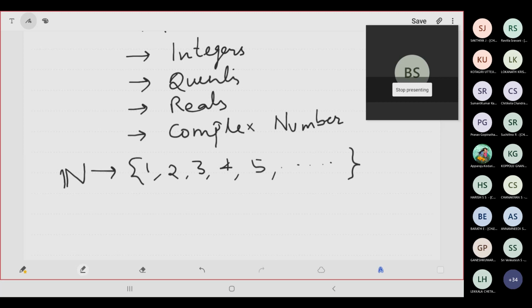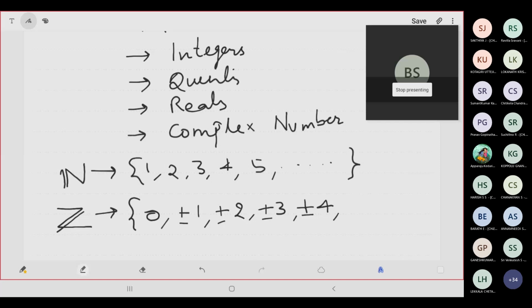Now, again the symbol Z is used for the set of integers. Integers are like that: 0, plus minus 1, plus minus 2, plus minus 3, plus minus 4, etc. So this is the notation for the set of integers.